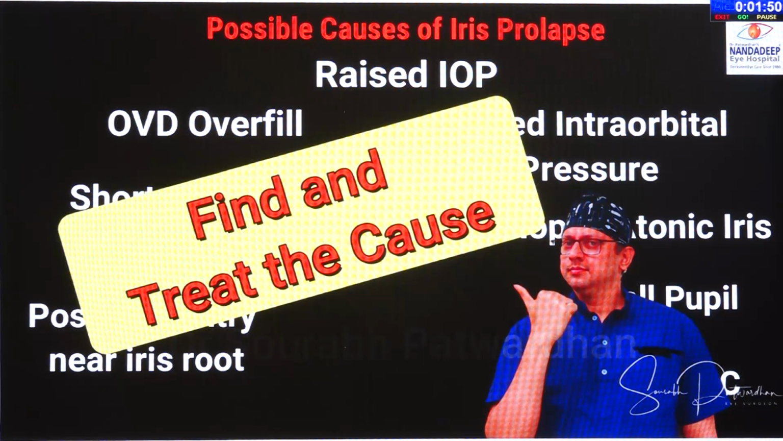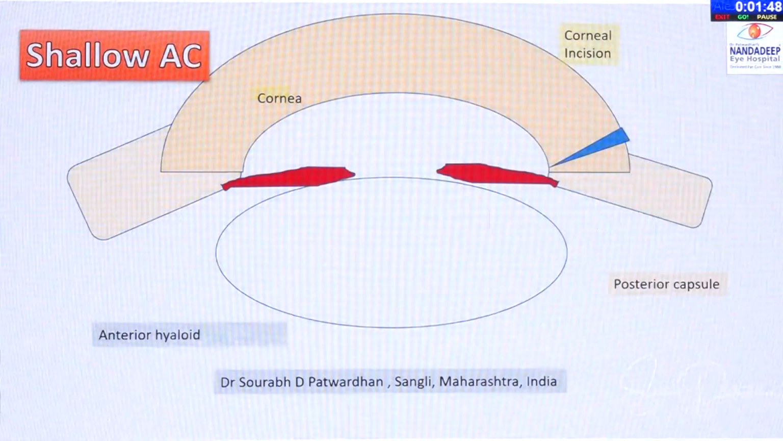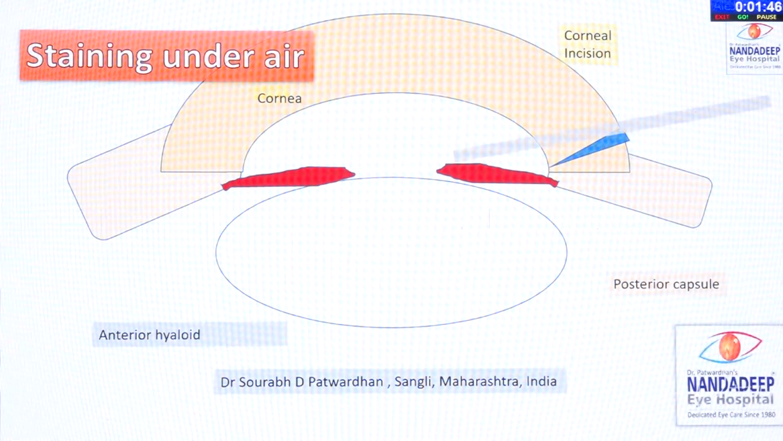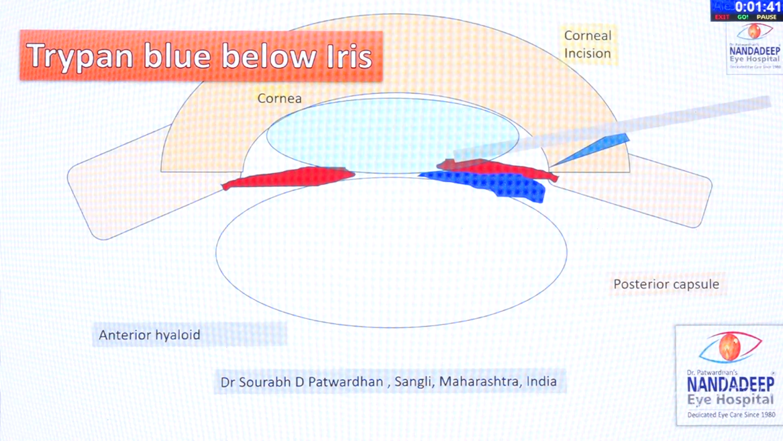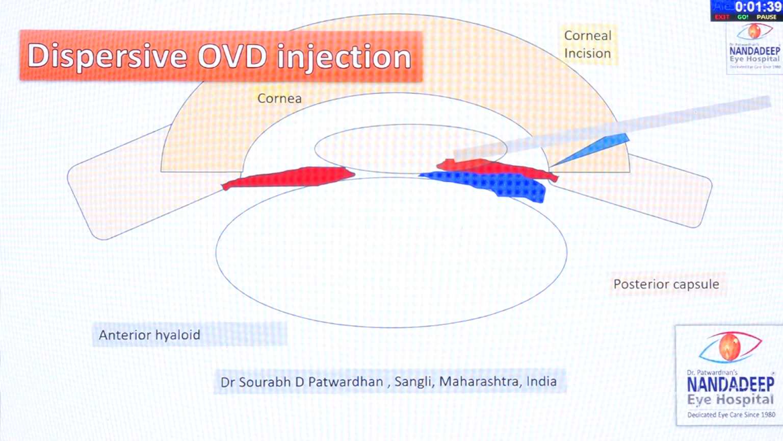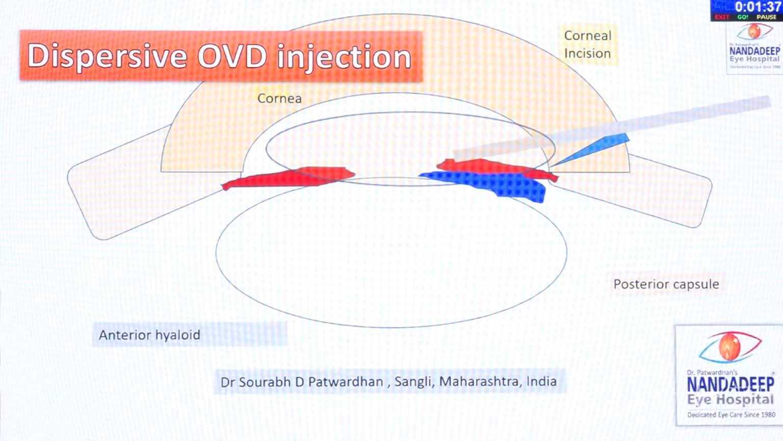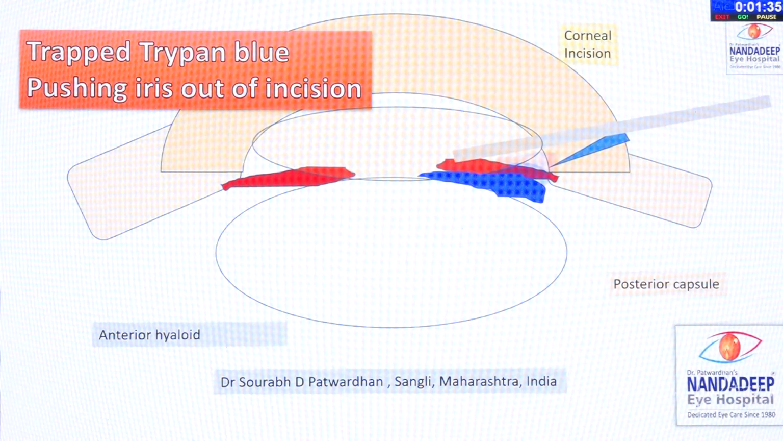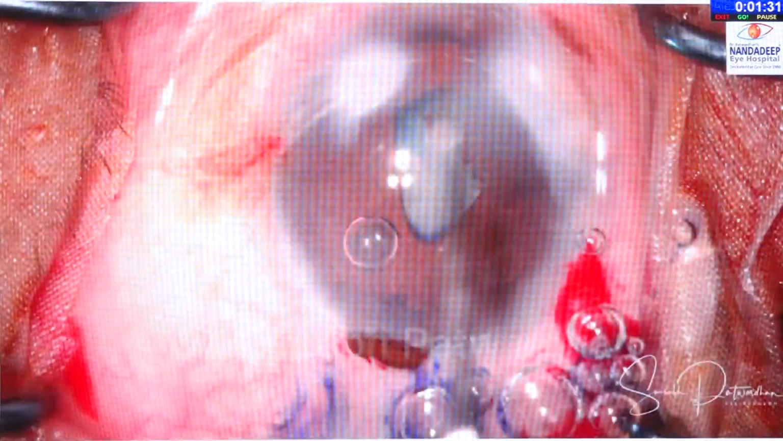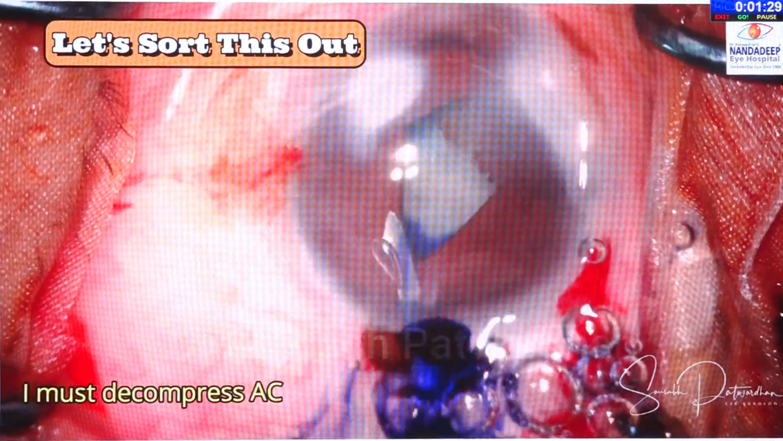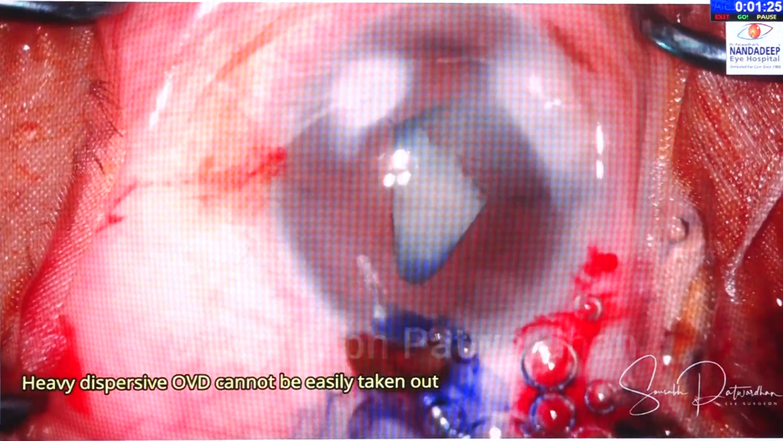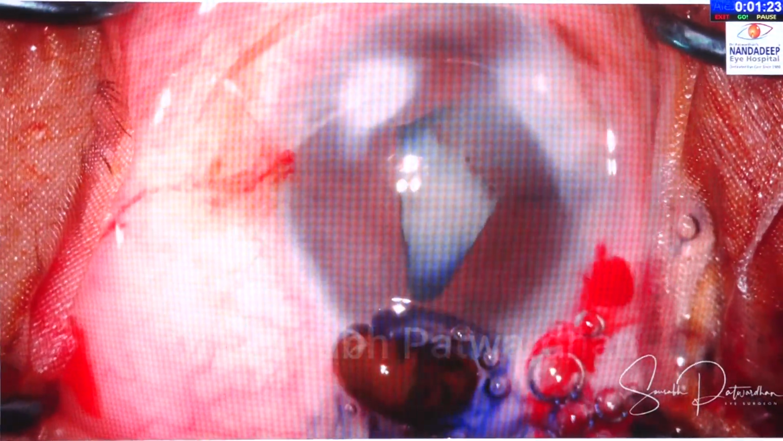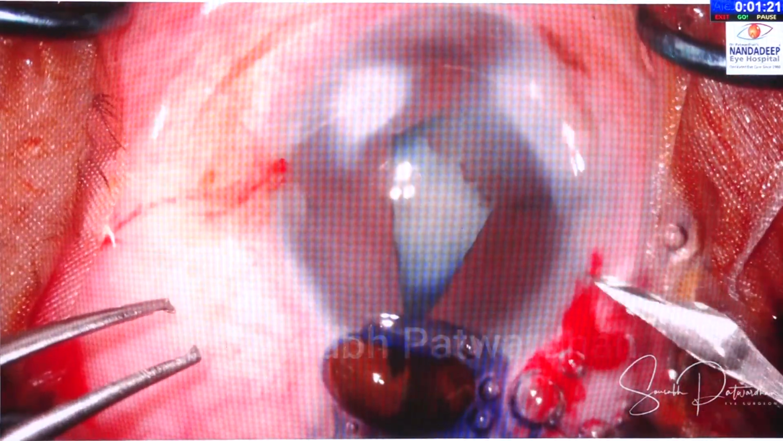So what was the cause in this particular case? It was the trypan blue which I had injected that got trapped under the iris, and when I injected the OVD, I did not make the movements from periphery to center. In fact, I just injected from one end to another. On the other side, the iris was plastered, so trypan blue got trapped in the subincisional iris, and it caused the iris prolapse. Now just see, as I release the viscoelastic, the trypan blue is trying to come out, but because I have used a heavy dispersive OVD, the OVD is not coming out easily.